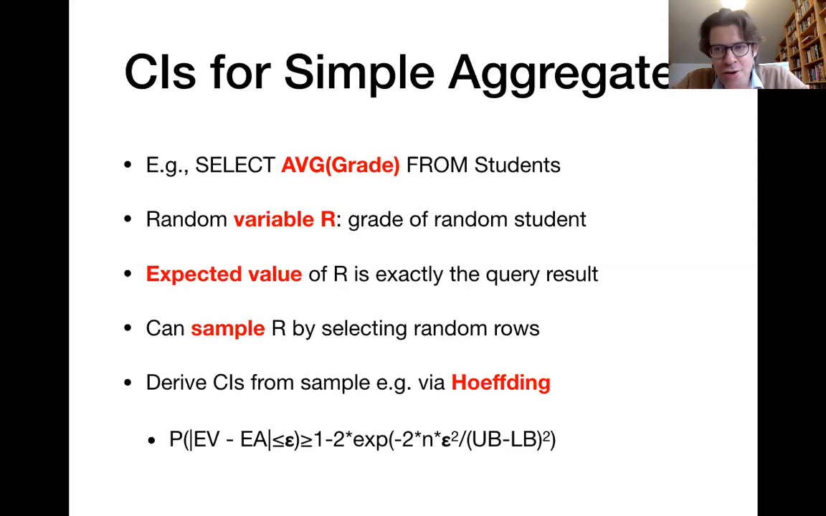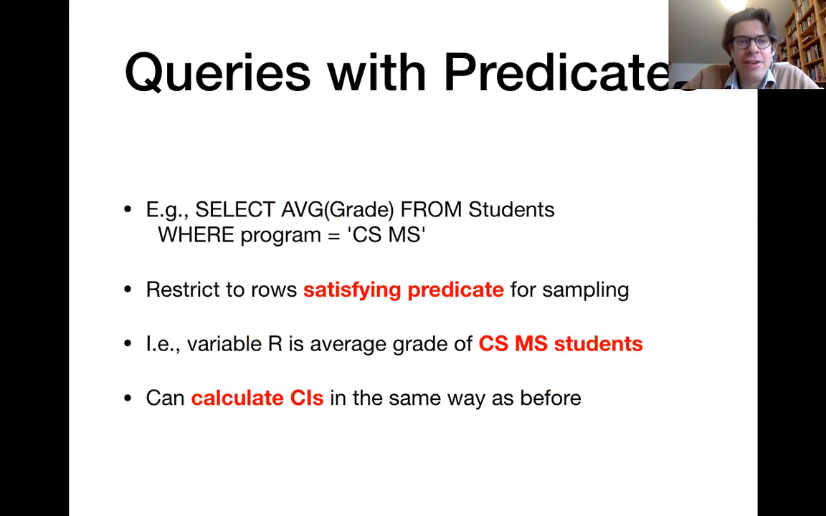All right, good. So in that case, we're going to make things a little bit more complex and consider queries with additional predicates, equality predicates. Maybe I want to calculate an average for students who follow one specific program. So here we are essentially restricting our scope to those rows which satisfy the predicate. So I can still introduce a random variable representing the grade of a random student, just that here I want to restrict my scope to those students satisfying the predicate in the where clause.